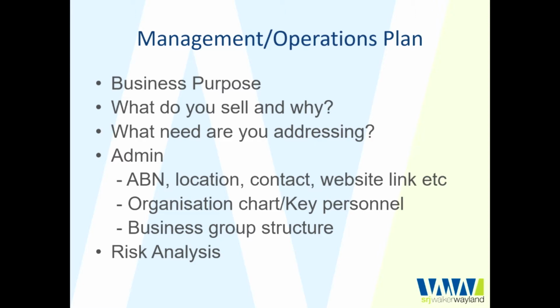You need to have your administration requirements. So your ABN needs to be listed, your location, the contact details, a link to your website, your organisational chart and experience of your key personnel, particularly relevant if you're going for large grant or bank financing. You want to have your business group structure if you are part of a group. You also need to have a risk analysis, again, particularly relevant for traditional financing, investor financing, and grant funding requirements.